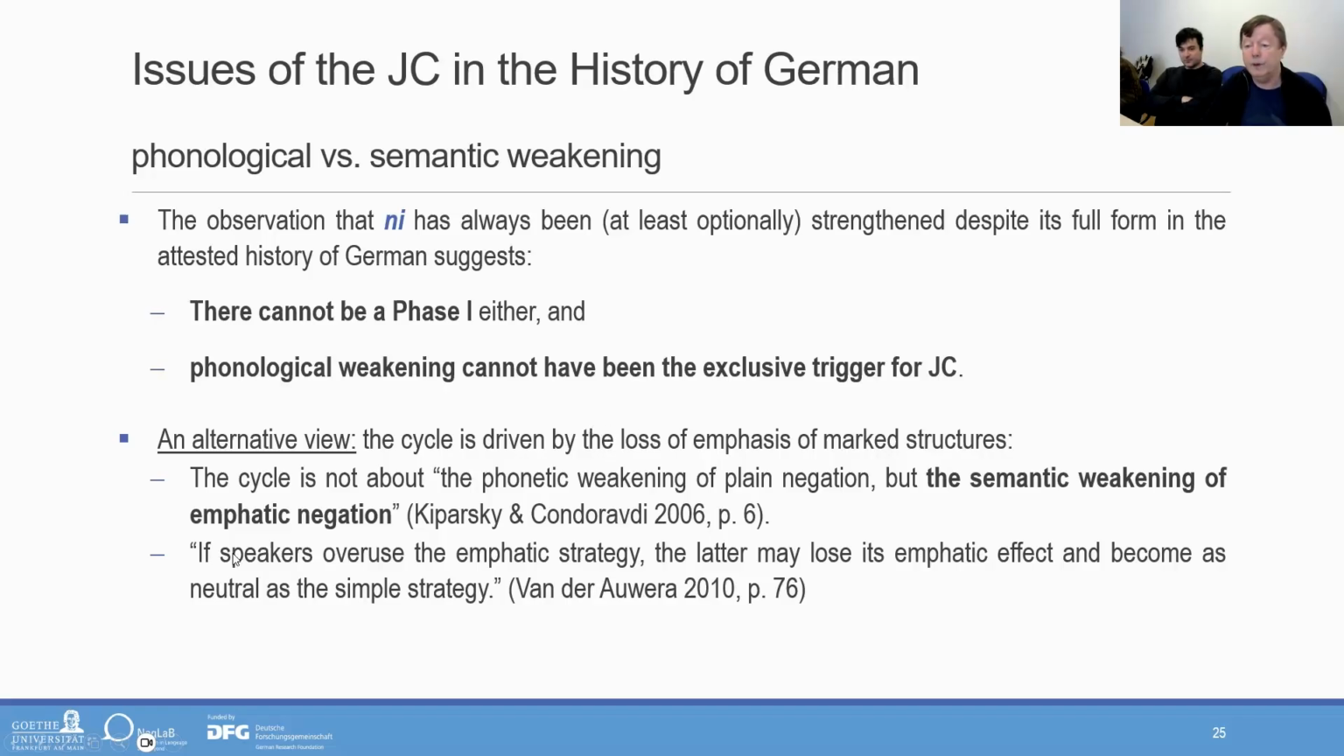An alternative view has been proposed in the literature. The cycle is driven by the loss of emphasis of marked structures, for example, by Kipalski and Kondorovsky. They wrote the cycle is not about the phonetic weakening of the negation, but the semantic weakening of emphatic negation. The same view is expressed by Johann van der Auwera. If speakers overuse the emphatic strategy, the latter may lose the emphatic effect and become as neutral as the simple strategy.